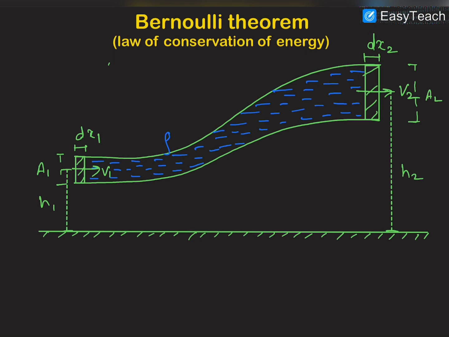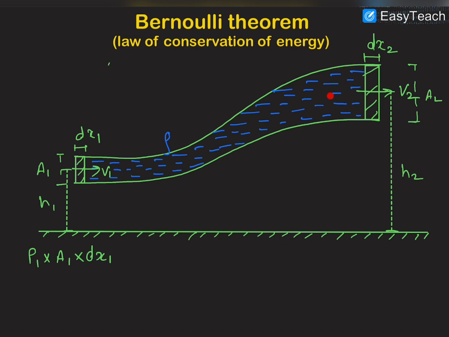And let us suppose that the pressure at this end is P1. So we can say that the liquid behind this pipe in this region is pushing this liquid inside the pipe. So the work done will be P1 into area A1 and displacement dx1. P1 into A1 is the force and dx is the displacement.